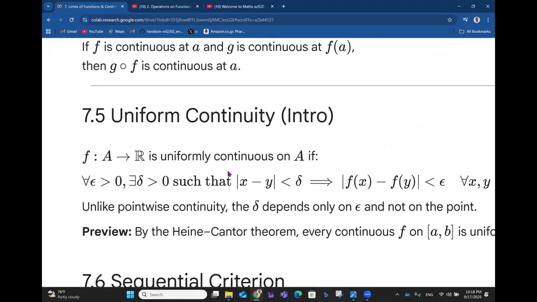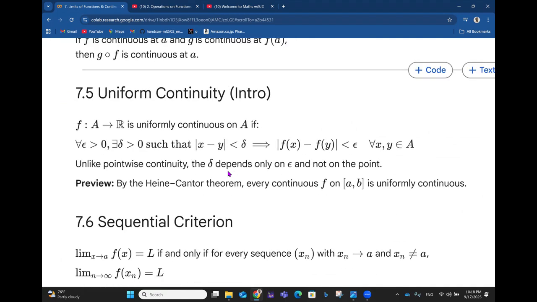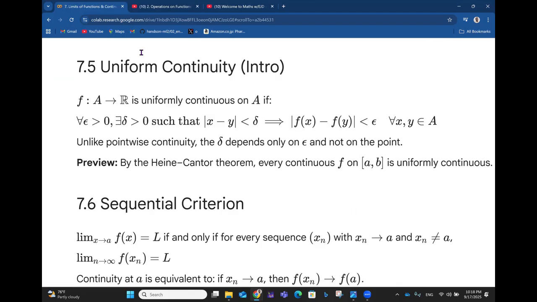Okay. So let's talk about a kind of introduction to uniform continuity, right? So here we say that if a function f is defined from A to R, where A is a subset of the real number system, it is uniformly continuous on a set A if for all epsilon greater than 0, there exists delta greater than 0, such that the absolute value of x minus y less than delta implies that the absolute value of f of x minus f of y is less than epsilon, for all x and y belonging to A.